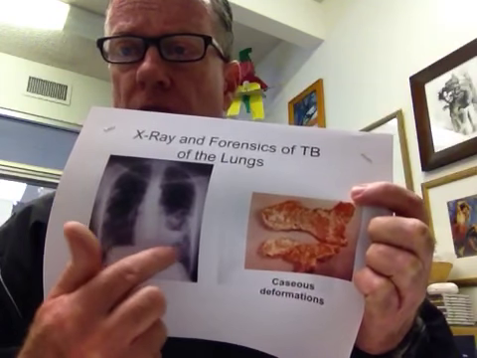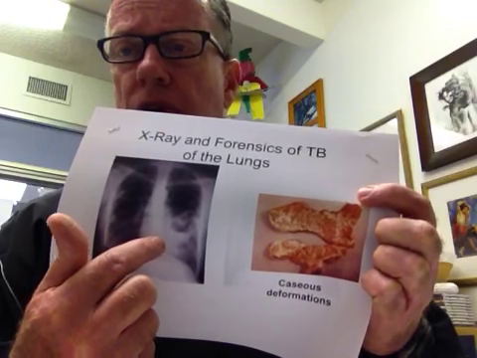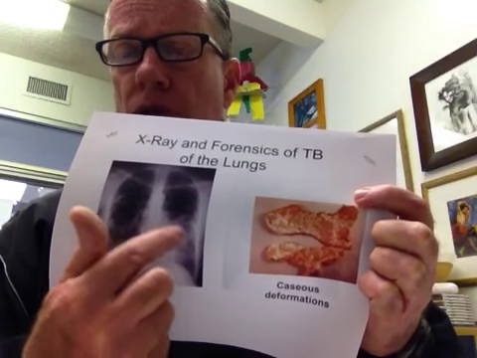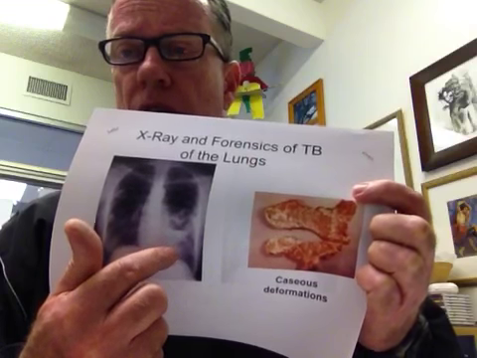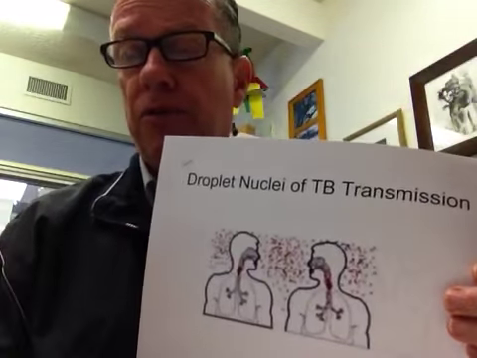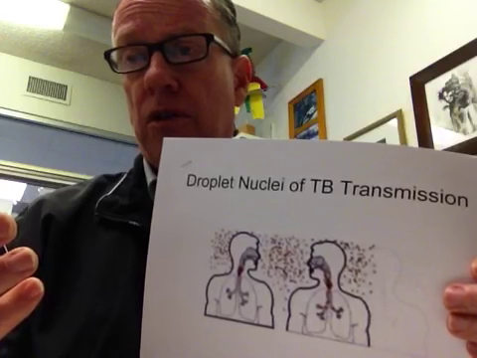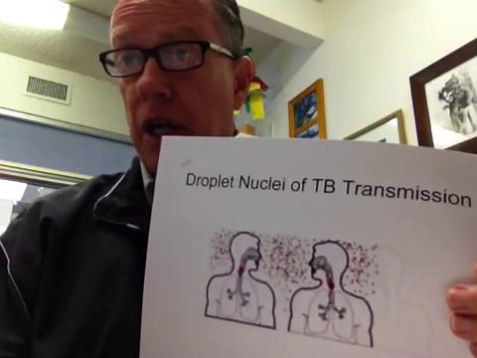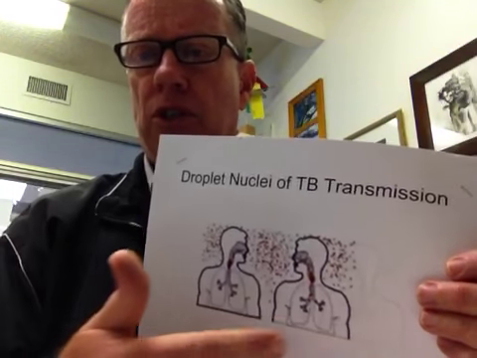This is an X-ray of a tuberculin lung where you see consolidations. This is a very sick person. They've lost a considerable amount of their lung that's filled up with fluid, and it's inflamed, and scarring happens along with the caseations.